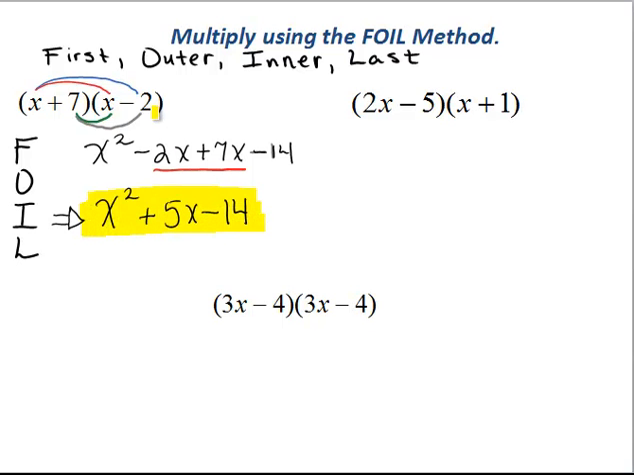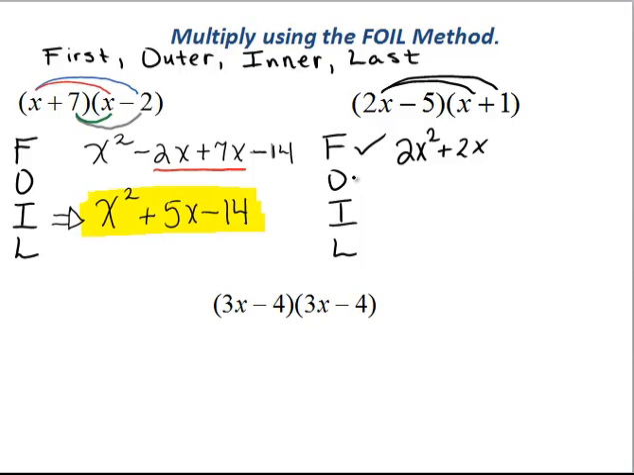Now we're going to apply the same concept here. So we'll do FOIL again. First, outer, inner, and last. The purpose of writing this is so that we can check off each step that we've taken. Again, the first set of terms are 2x times x, which is 2x squared. So I'm going to check that off. Then our outside terms are 2x times 1, so plus 2x. So I'll check that off.